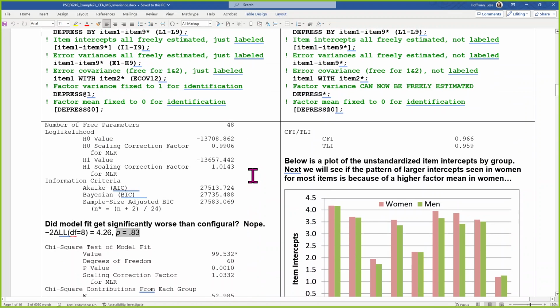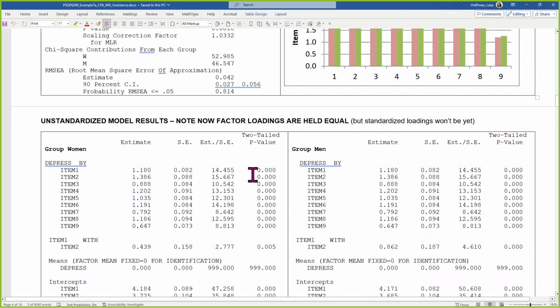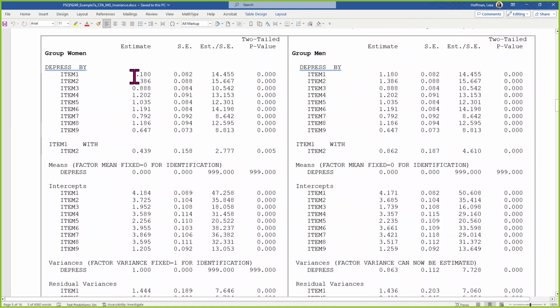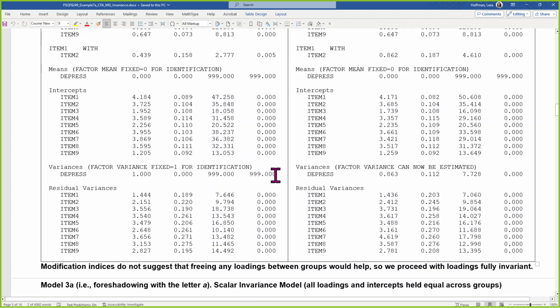Okay, I think we made it a little bit further than this. So the factor loadings in the unstandardized metric are all being held equal. So the way that the items relate to the trait is the same across groups. And now we can look at group differences with respect to the factor variance. It's 1 in the reference group, which is women in this case. And in the alternative group, the factor variance was estimated at 0.86.